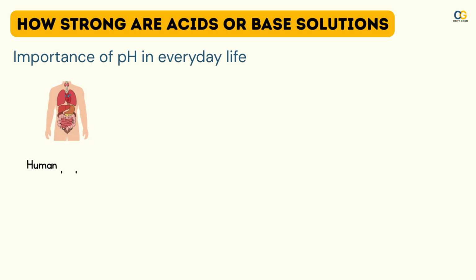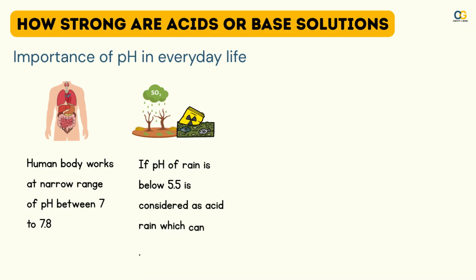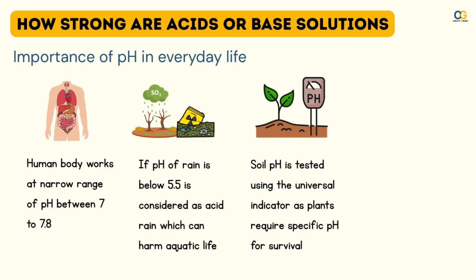The human body works at a narrow range of pH between 7 to 7.8. Any change in this can cause serious trouble in the body. Similarly, if the pH of the rain is below 5.5, it is considered acid rain and it can harm the aquatic life. The soil pH is tested using a universal indicator, as plants require specific pH for survival.